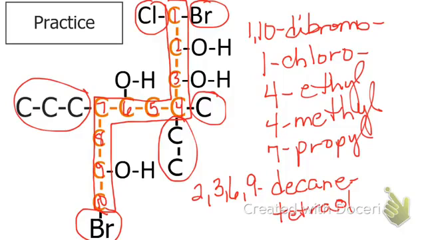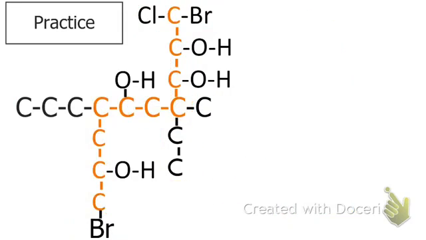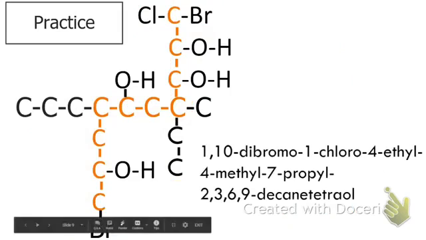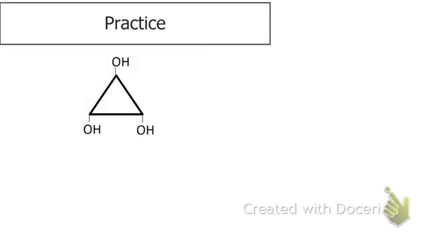Let's test and see if we got that right. Woo. So let's see how well we did. 1,10 dibromo, 1 chloro, 4 ethyl, 4 methyl, 7 propyl, 2, 3, 6, 9 decane tetraol. Good job.